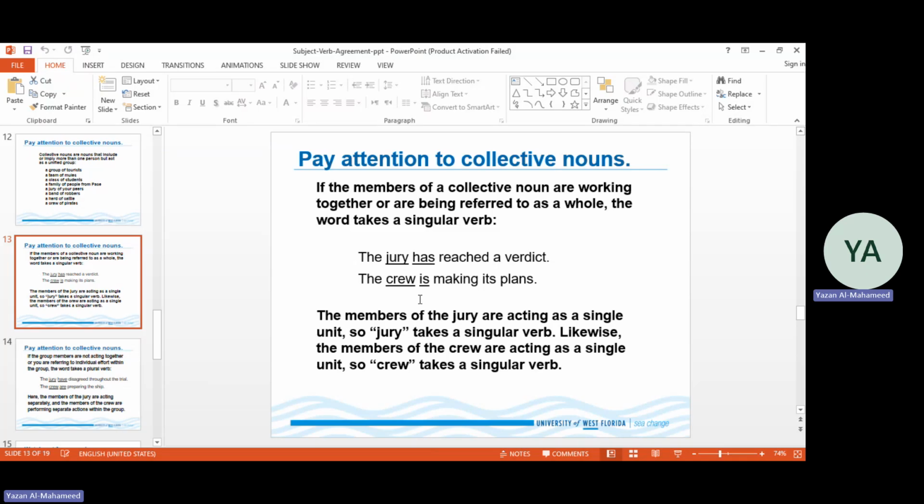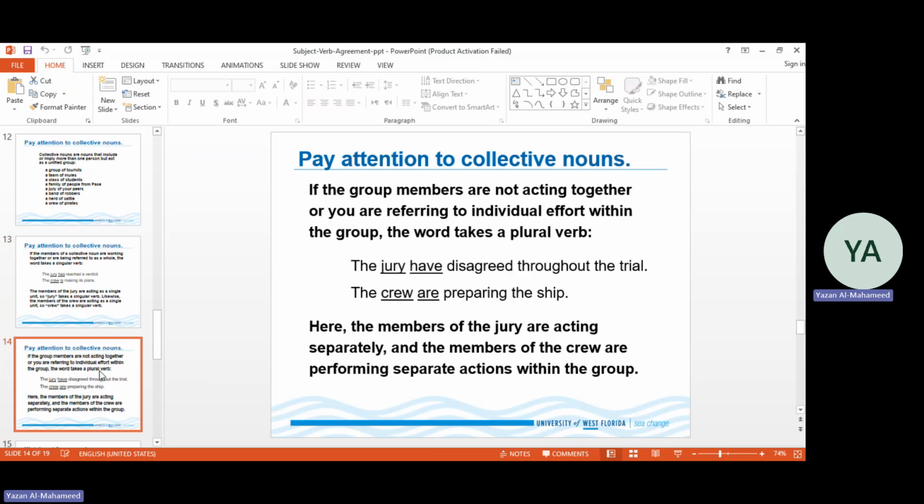Let's have a look at this example. The jury has reached a verdict. Here we refer to the entire group of judges within the jury, so we refer to the jury as one unit. So here we use what? A singular verb. The other example: the crew is making its plans. So we refer to the crew as one unit, and in this case we used "has." Okay, let's move to the other slide.